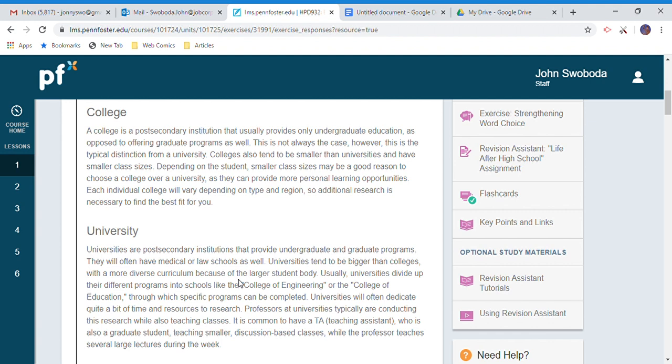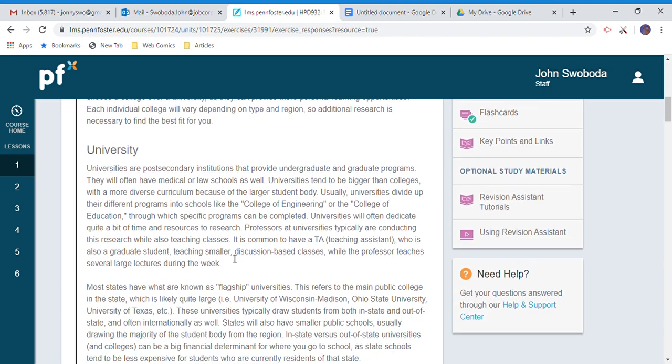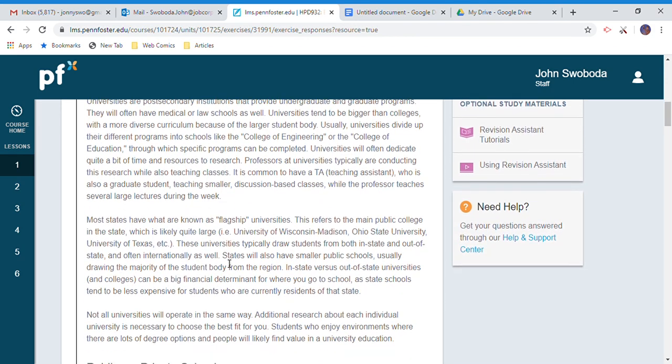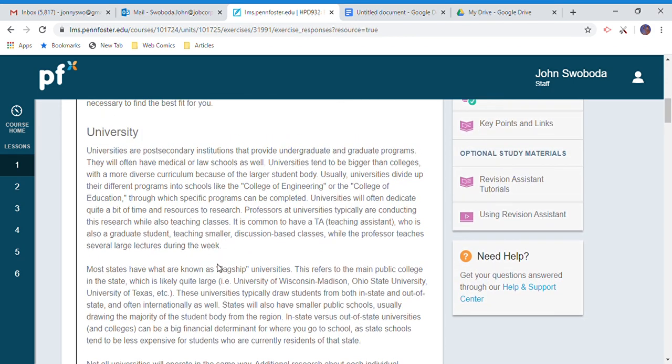Colleges also tend to be smaller than universities and have smaller class sizes. Depending on the student, smaller class sizes may be a good reason to choose a college over a university, as they can provide more personal learning opportunities. Each individual college will vary depending on type and region, so additional research is necessary to find the best fit for you. University. Universities are post-secondary institutions that provide undergraduate and graduate programs.